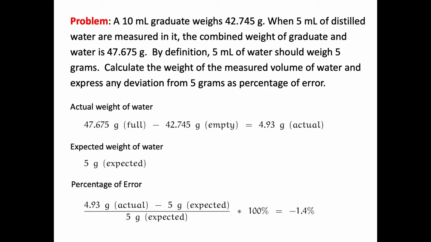And that's why I like this version of the formula, because if your value is negative, it means you were less than what was expected. So a negative value in this formula simply means less than the expected amount. If your value is positive, then you weighed more than the expected amount by that percent. So in this case, we were below what was expected by 1.4%.